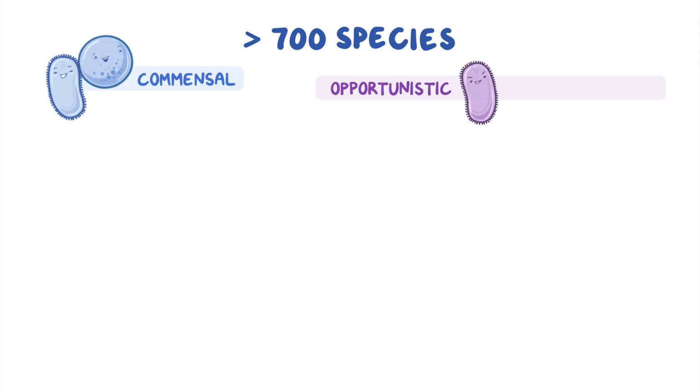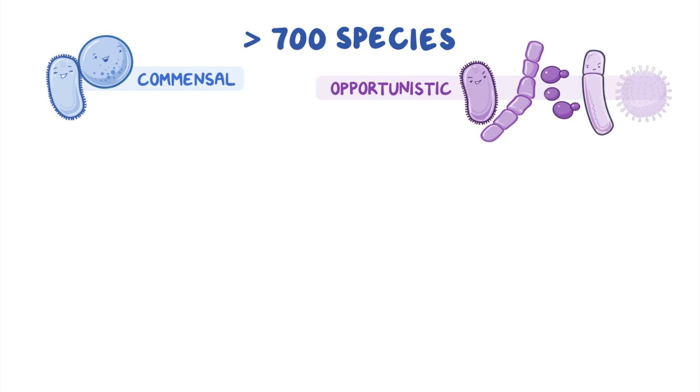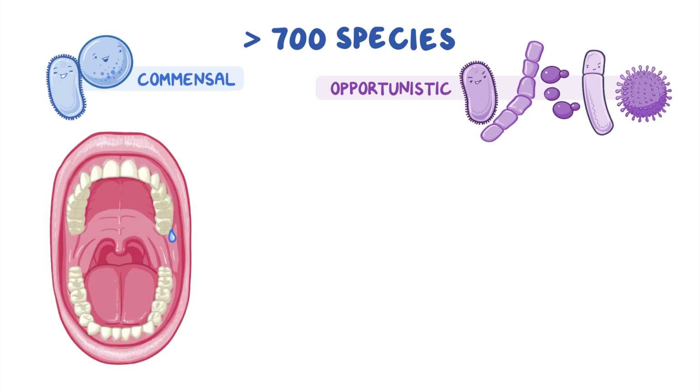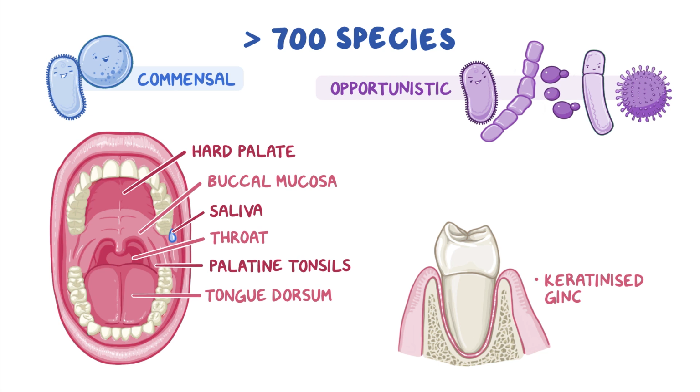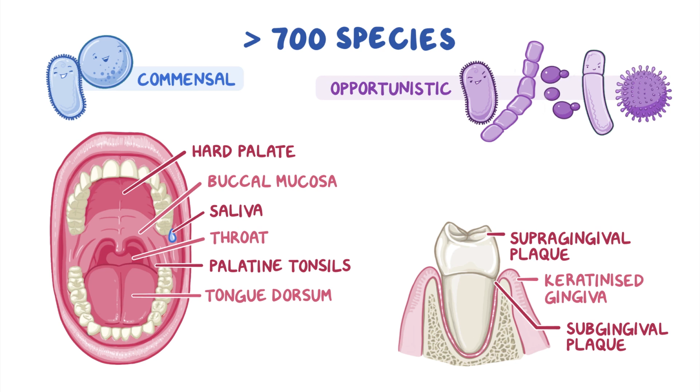The oral cavity contains over 700 microbial species, as well as commensal and opportunistic bacteria, archaea, fungi, protozoa, and viruses, which are organized into different microbial habitats, including the hard palate, tongue dorsum, saliva, palatine tonsils, throat, buccal mucosa, keratinized gingiva, supragingival plaque, subgingival plaque, lips, and even dentures.